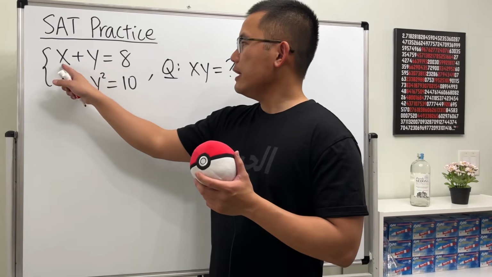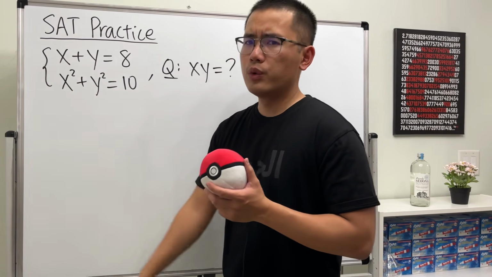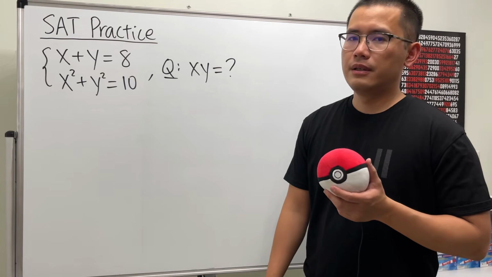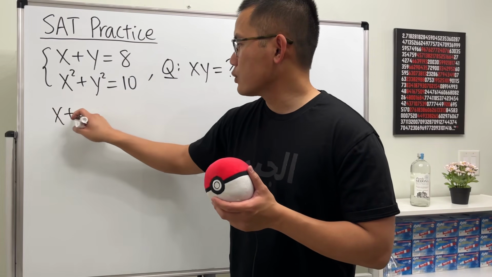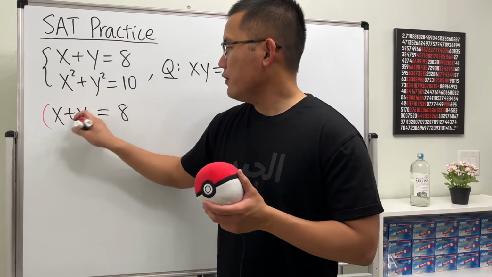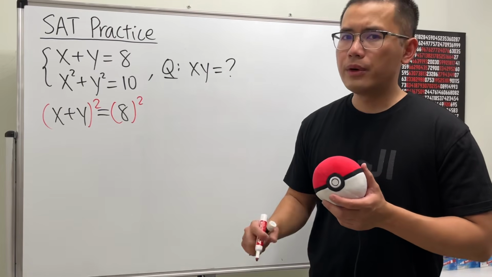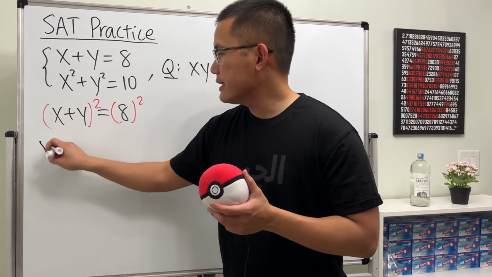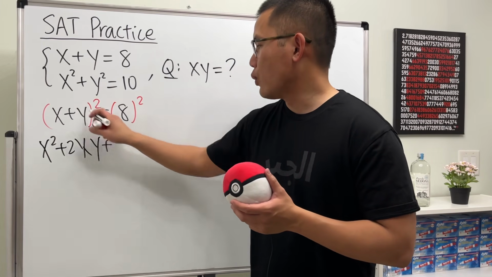We see that x plus y is equal to 8, and here's x squared plus y squared is equal to 10. They are kind of similar. Let me put this down right here. x plus y, we know it's equal to 8, but check this out. If we square both sides, on the left-hand side, just remember your binomial square really well. We will get x squared plus 2xy plus y squared.